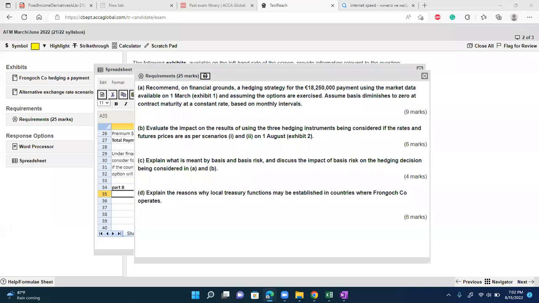B part is: evaluate the impact on the result of using the three hedging instruments being considered if the rates and future prices are as per scenario 1 and 2. So let's read the question. Scenario 1: spot on 1st August is given, 5-month forward is given, currency future rate is given. Okay, let's calculate scenario 1.